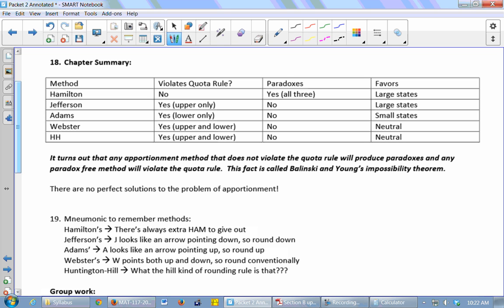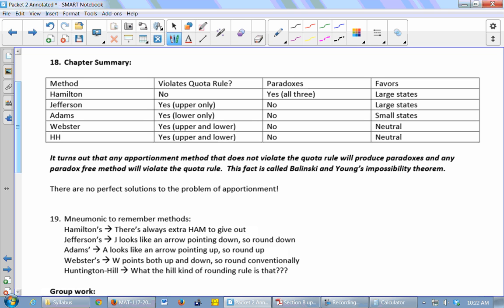Reminds me of the voting impossibility theorem. Yeah. So there are no perfect solutions to the problem of apportionment, but some of these are better than others, right? Because we prefer neutrality over, well, unless you're from a big state or a small state.